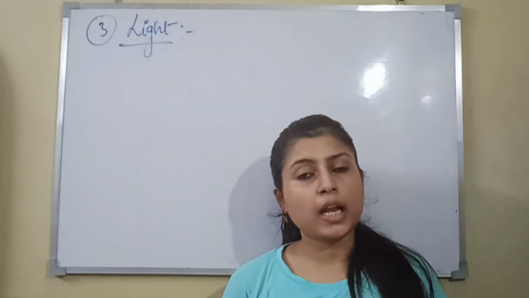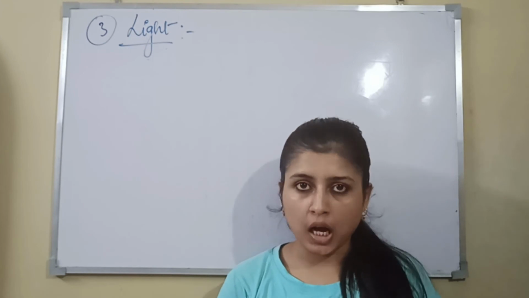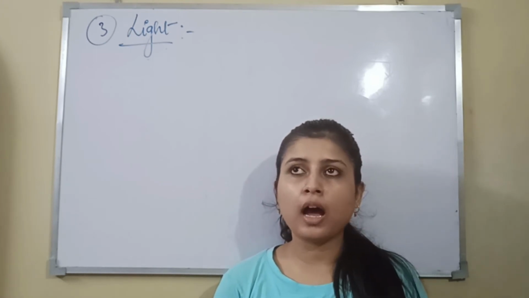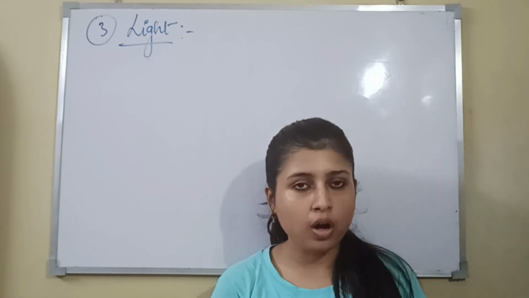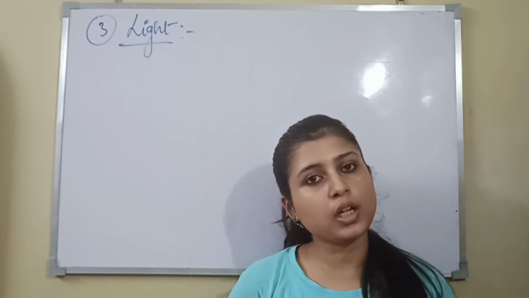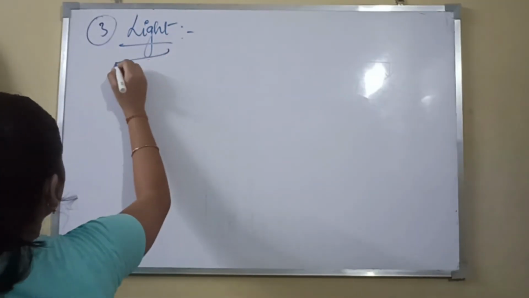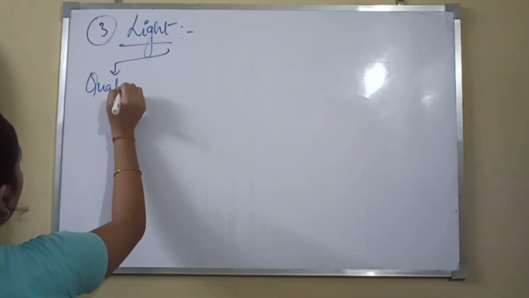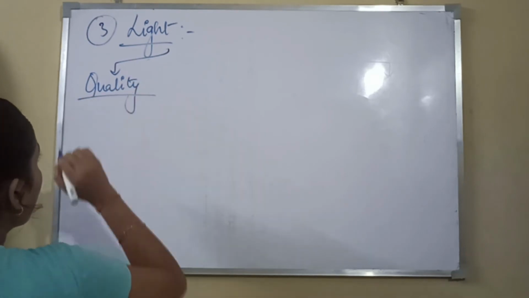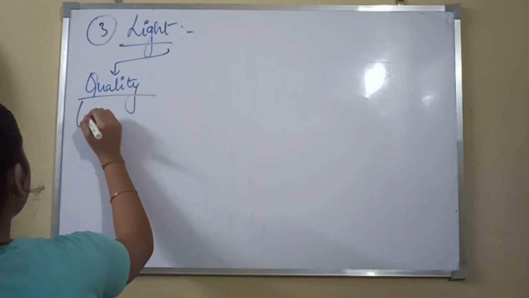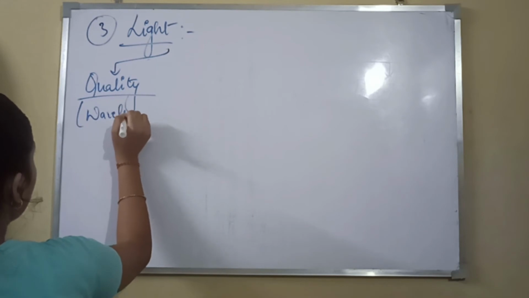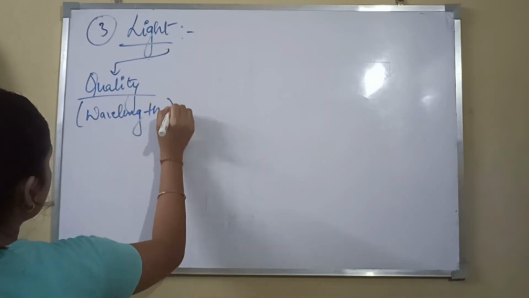If we talk about light with respect to its effect on plants, you need to talk about the 3 main parameters. What are they? First, the quality of light. How do you relate the quality of light? We will relate it with the wavelength or color, okay?